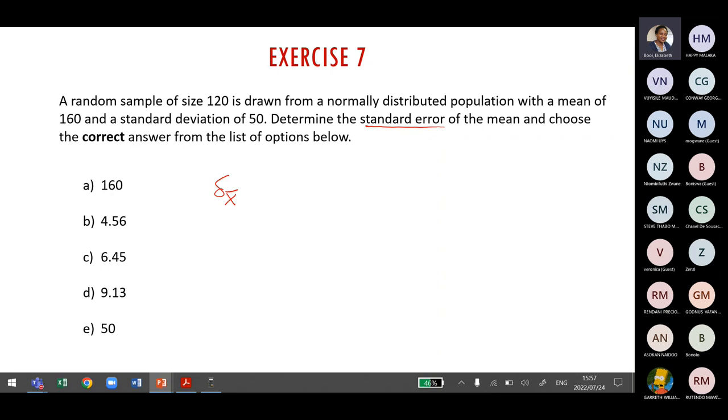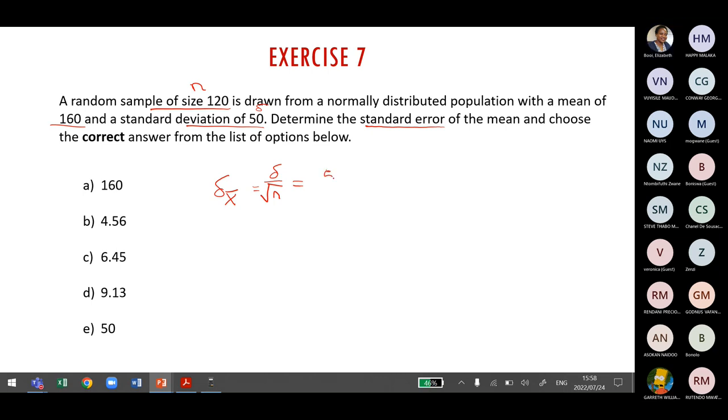They're asking you to calculate the standard error, which is the population standard deviation divided by the square root of the sample size. So the sample size, which is our n, is 120. The standard deviation is 50. Calculate the standard error. They also gave us the mean, but that is not what we're looking to use in this question. Do you know the answer?